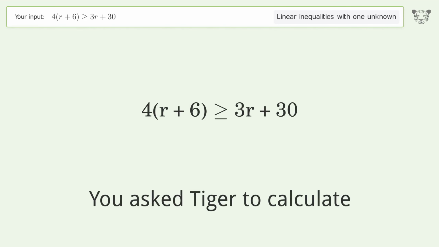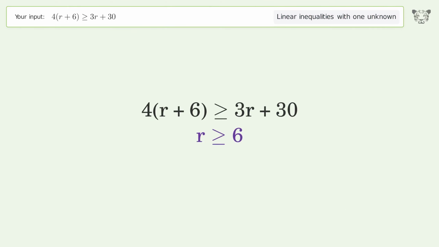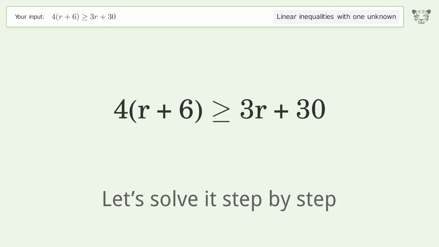You ask Tiger to calculate. This deals with linear inequalities with one unknown. The final result is r equal or greater than 6. Let's solve it step by step.